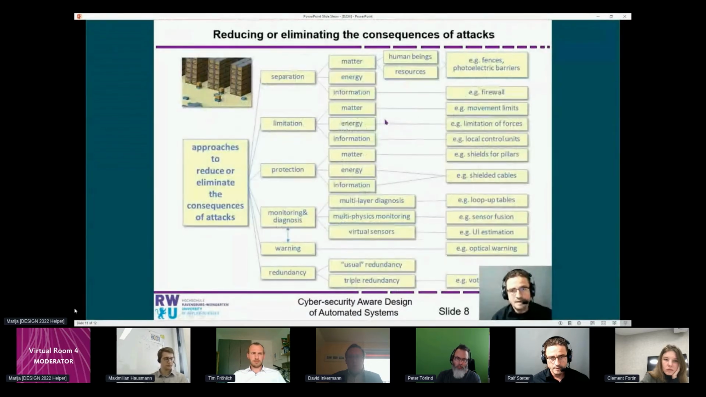In the paper, there's also a list describing possibilities how to reduce and eliminate the consequences of attacks. So, for example, one approach could be separation. A separation of either matter, energy, or information. So for matter, for example, could be the separation of human beings to bring them away from risk, or also to bring other resources away from risk. This could be done e.g. by means of fences or photoelectric barriers.